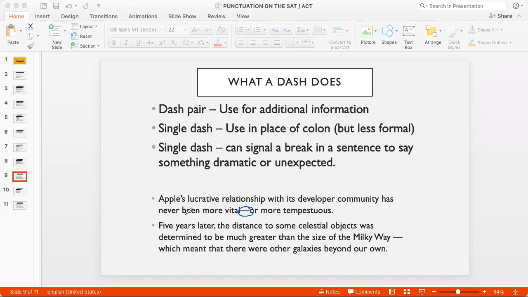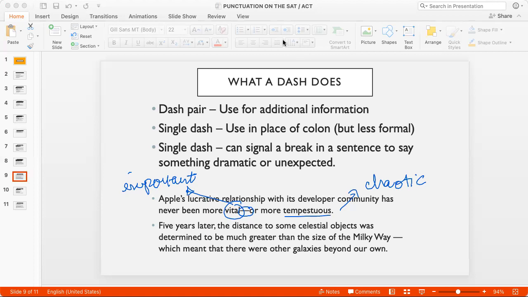Why? Because I'm saying the relationship that Apple has with its developer community has never been more vital, which means never been more important, like there's skin in the game. It's really important. But then I'm also saying it's tempestuous, it's chaotic, it's stormy, it's not always stable, right? So there is kind of this contrast which I'm trying to bring to the sentence. And so a break after vital kind of prepares the reader for that contrast, right? Because to the reader, it's a little bit of a shock that the relationship is both vital and tempestuous. So that dash signals that break.